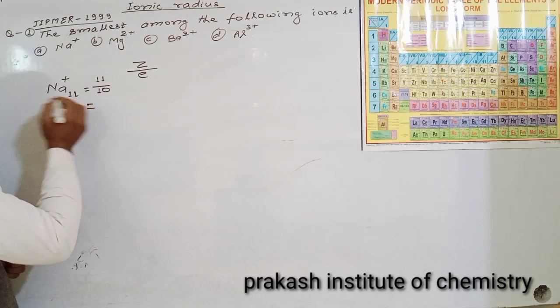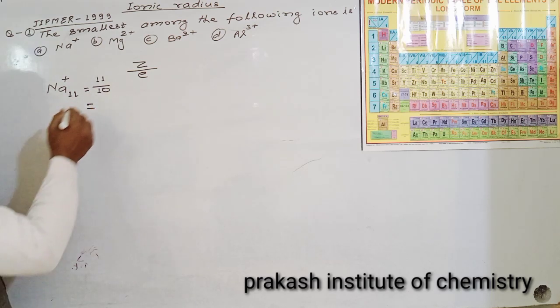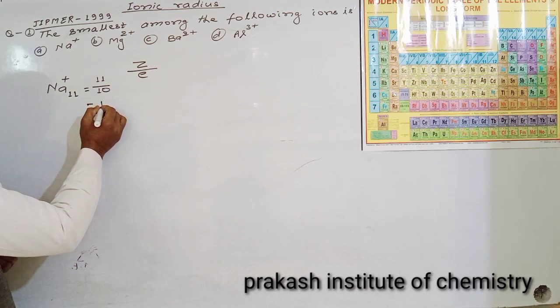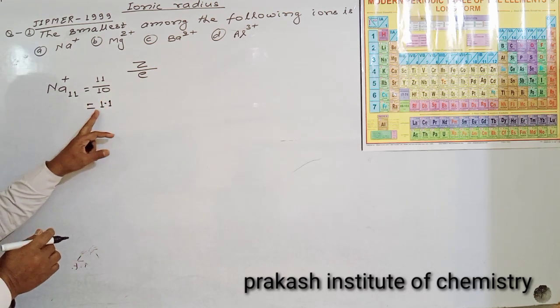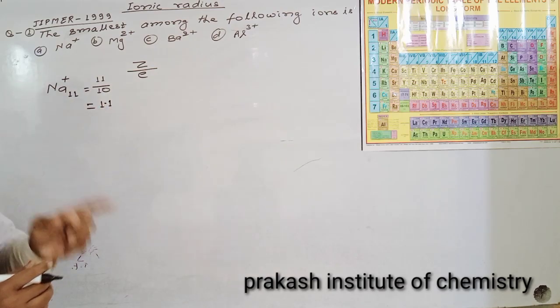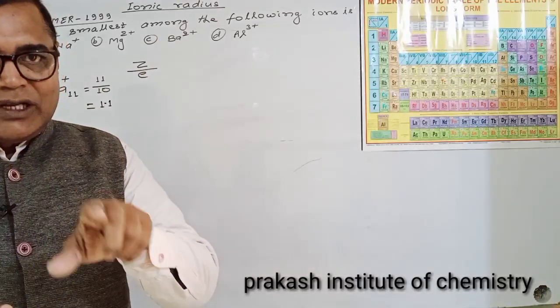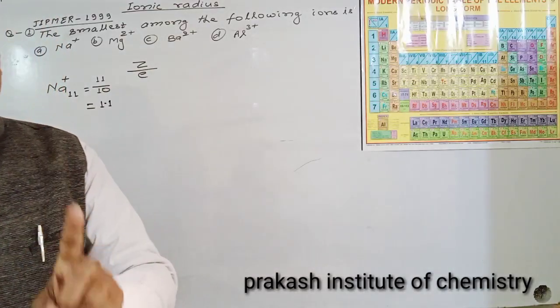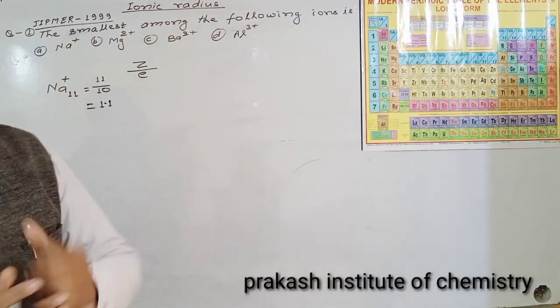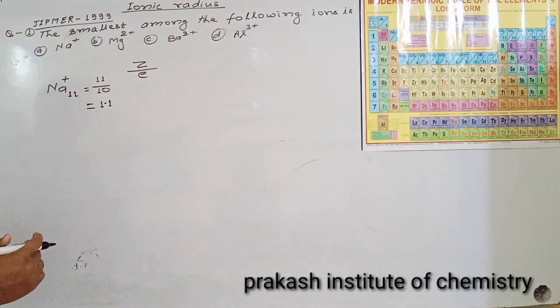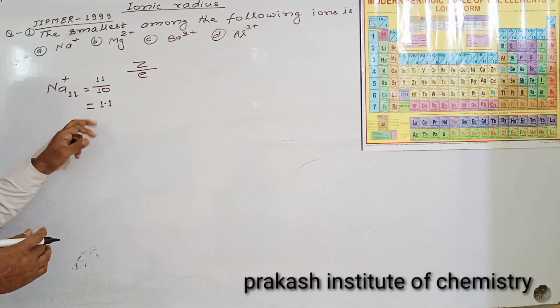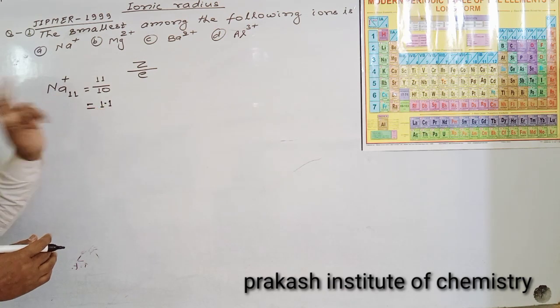We divide 11 by 10, we get 1.1. 1.1 indicates the value of Z upon E, which is per electron effective nuclear charge. The per electron effective nuclear charge of sodium ion is 1.1.